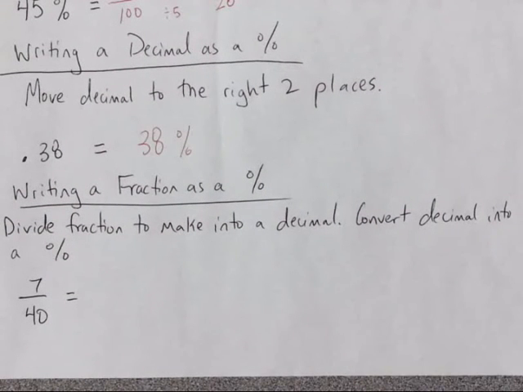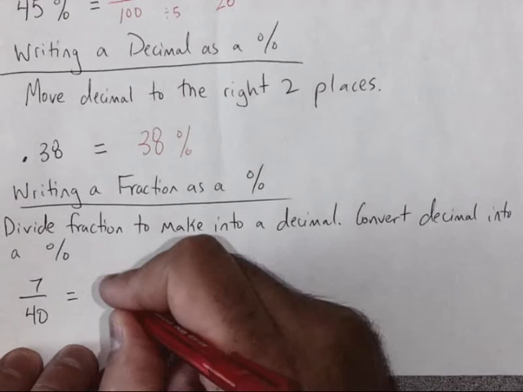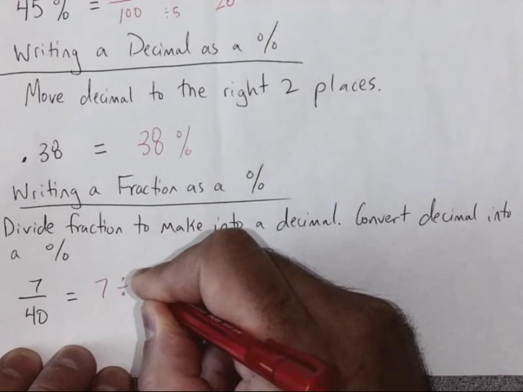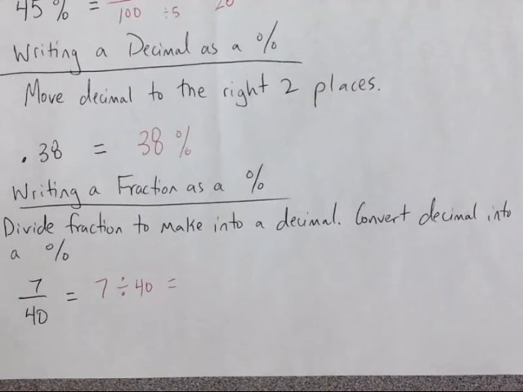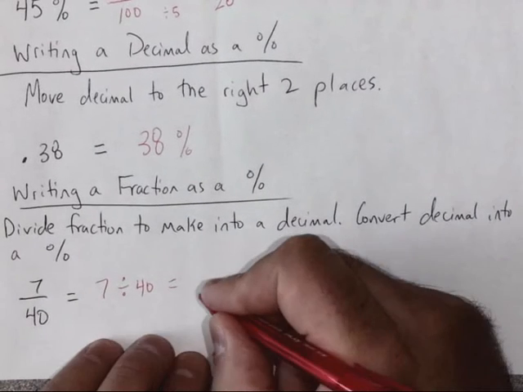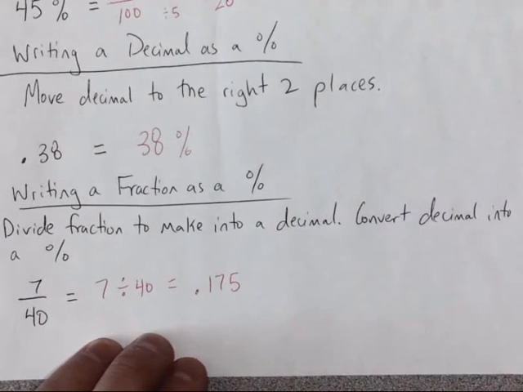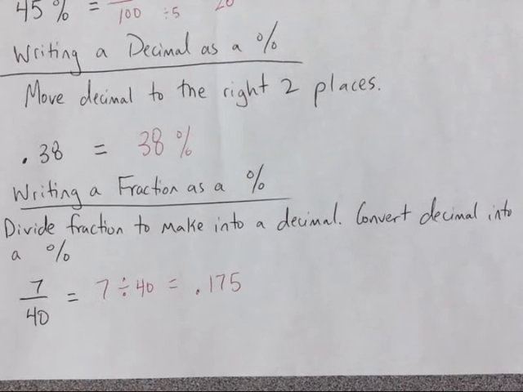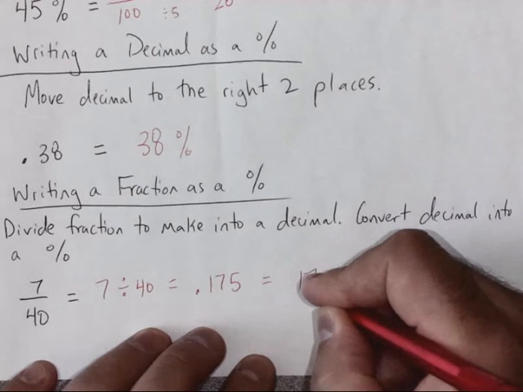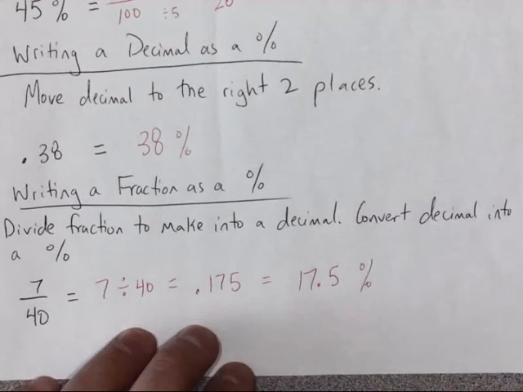And then last, if you want to make a fraction into a percentage, such as 7 over 40, I would recommend dividing the fraction. So 7 divided by 40, make sure you get that in the right order. So the numerator divided by the denominator is 0.175, and then make that decimal into a percentage by moving it 2 places to the right, which would be 17.5%.